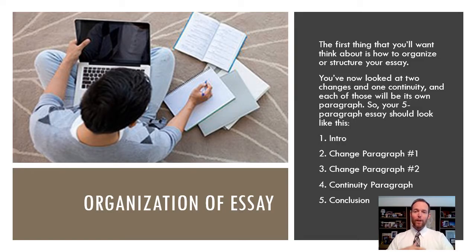So the first thing that we're going to want to think about as we are going into essay writing is how to organize or structure that essay. So you've looked at two changes over the last few weeks and one continuity, and each of those is going to be its own paragraph, because that's how you structure a CCOT essay. Each one of those changes is its own paragraph. So the paragraphs are like topics. You don't talk about all of the changes in one paragraph and all of the continuities in another paragraph. Each one gets its own topic. And so what we're going to see in a sort of 5-paragraph essay format is an introduction. You're going to have your first change paragraph, your second change paragraph, your continuity paragraph, and then your conclusion.